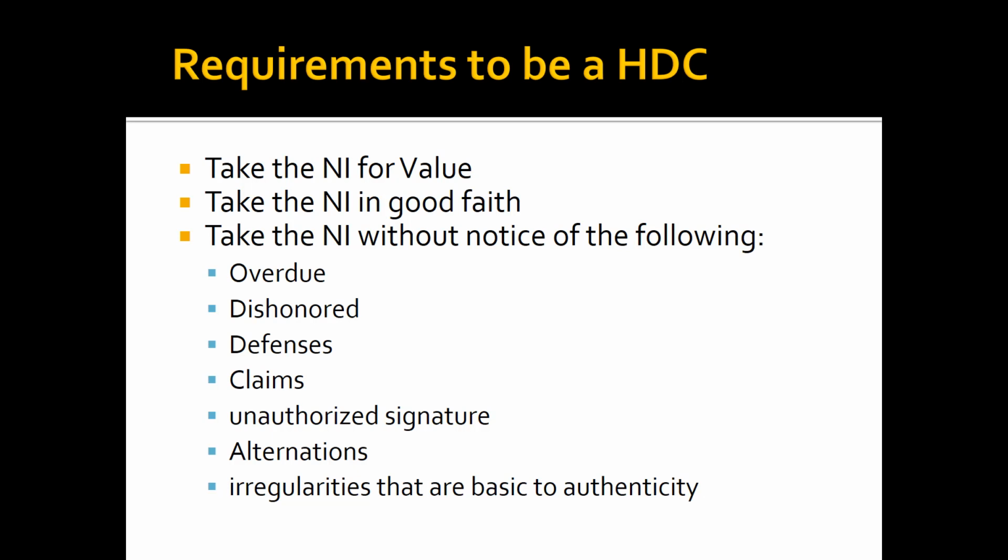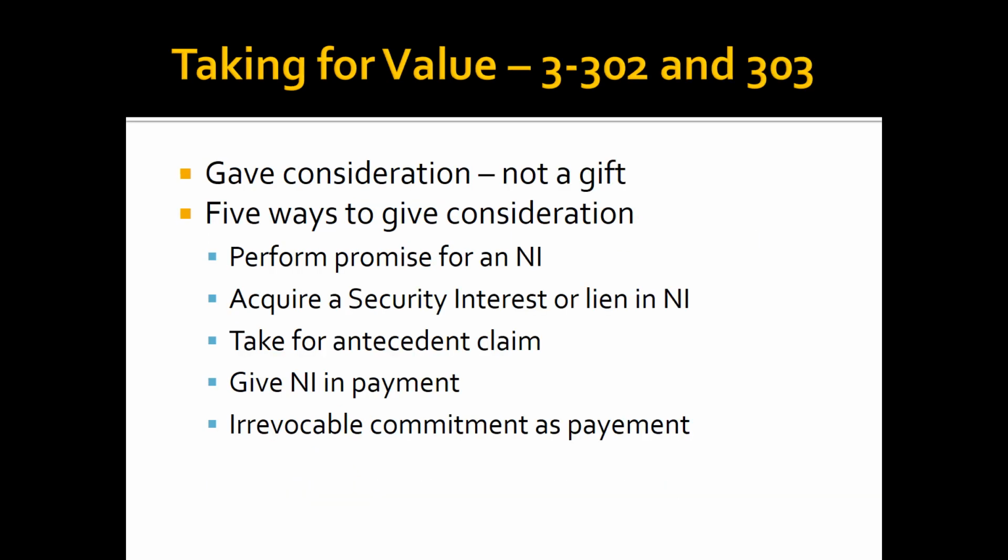That's the second requirement. So you've got to take it and believe that, yeah, it's a good instrument. There's no problem here. The other thing is you can't have notice of any of the following about the instrument. We'll go through these, but that it's overdue, that it's been dishonored, that there are defenses to payment, that there are claims against it, that there are unauthorized signatures on it, that there have been alterations, or that it is so irregular that it would strike a reasonable person as not being an authentic check or negotiable instrument. I keep saying check, my apologies. So let's look at them a little bit at a time.